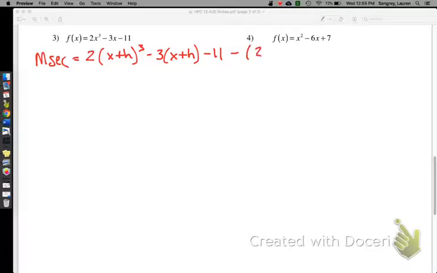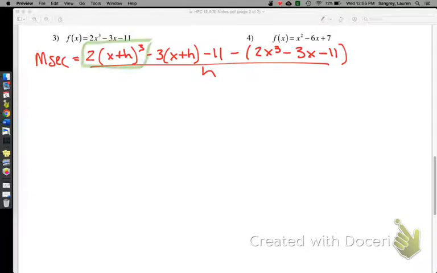Here I'm subtracting f of x, all over h. Now recall from the other video, we do have a binomial being cubed. So I still have that 2 out in front. So your first term is the x that has the highest exponent of 3.